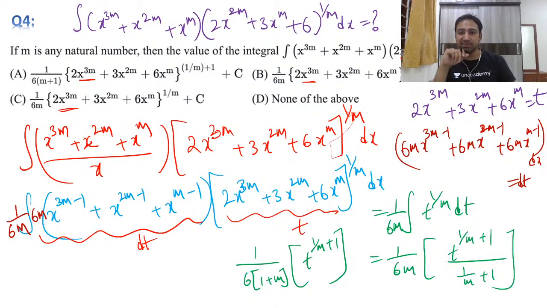Now you can replace the t value, guys. If you replace the t value, where do we get this? Isn't it the first option, guys? If you replace t with 2 into x power 3m plus 3 into x power 2m plus 6 into x power m, and substitute all this, the first option is going to be the answer, right? Yes, exactly. First option is the answer.